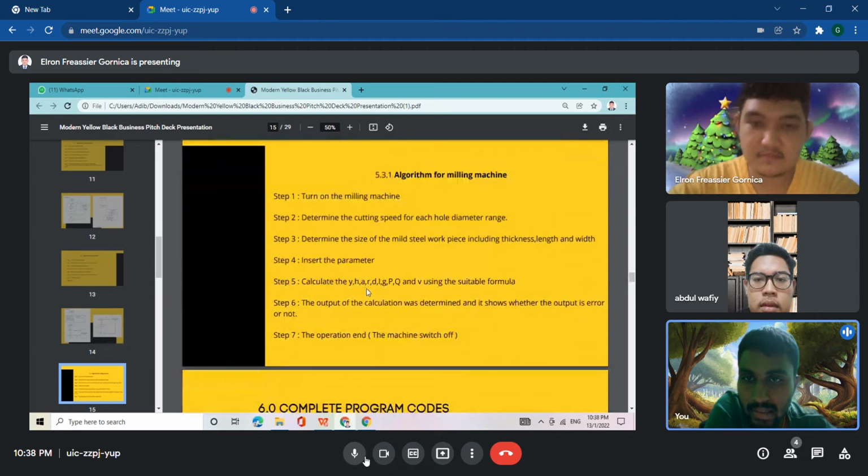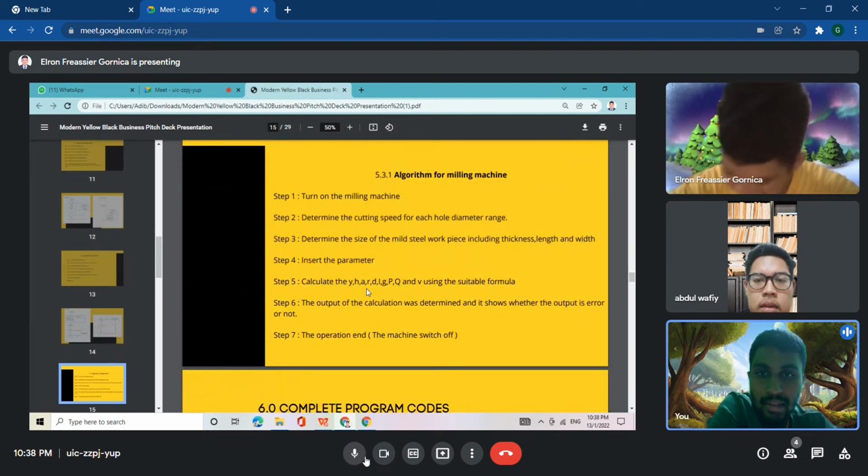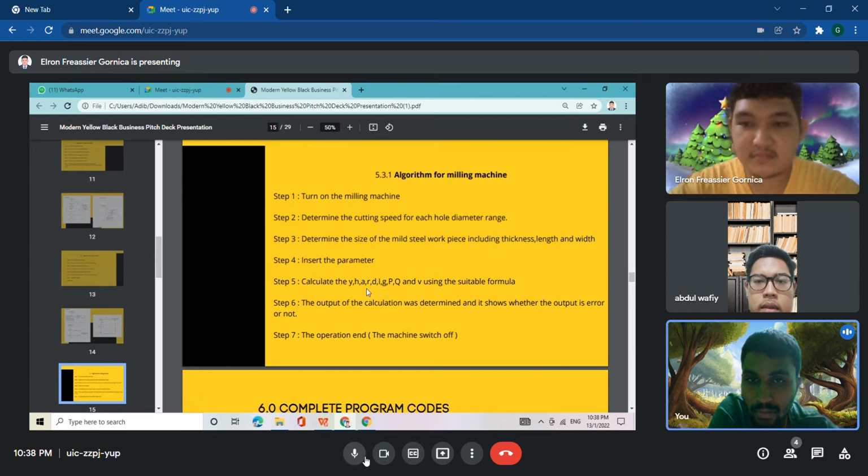For the first step, we turn on the milling machine. Second step, determine the cutting speed for each hole diameter range. Step 3, determine the size of the mild steel workpiece, including thickness, length and width. Step 4, insert the parameter. Step 5, calculate the value of Y, H, A, R, D, I, G and P, Q and V using the suitable formula.